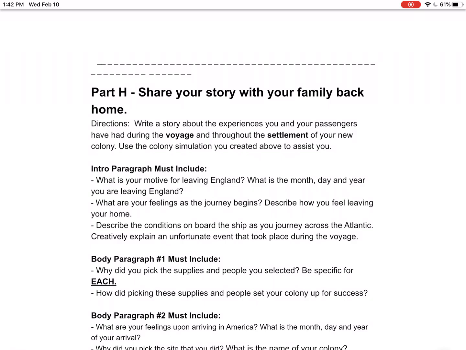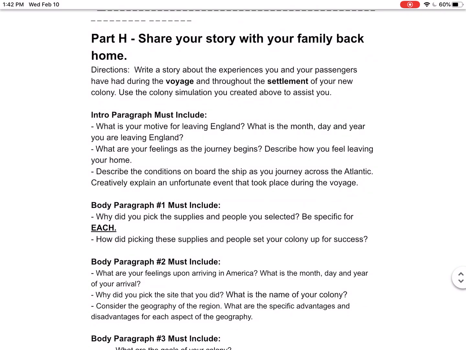Your letter should include everything, documenting from the very beginning of your voyage throughout the entire year of your settlement. You want to make sure that you use all the parts A, B, C, D, E, and F, as well as G. All those pieces should be wrapped up nicely in this letter. This 5-paragraph essay should include the following.